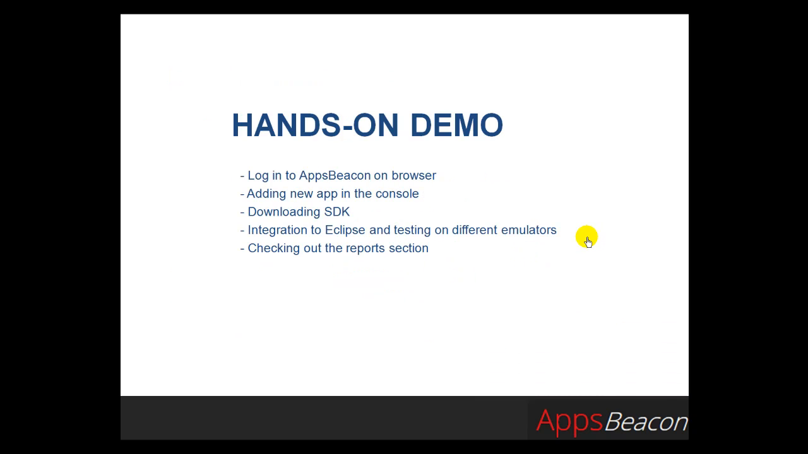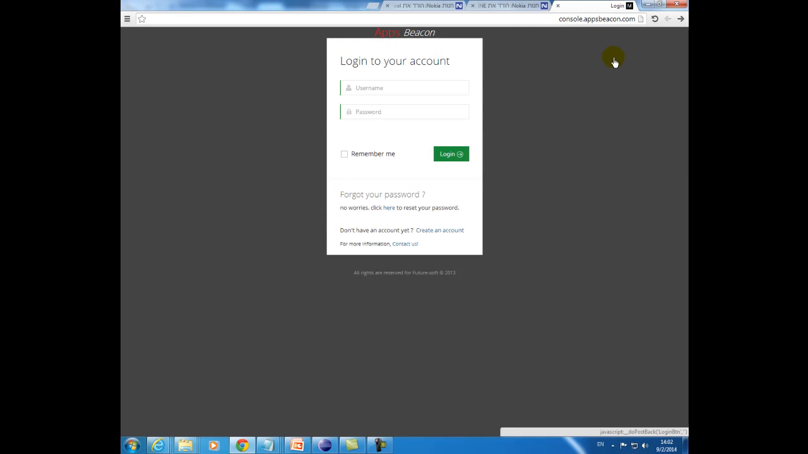So we're going to have a hands-on demo right now, which will show how to log into AppsBeacon on browser, add a new app in the console, download the SDK, integrate it into Eclipse, test on different emulators, and check out the report section. This is the AppsBeacon console. As you can see, you need to log into your console. I've already prepared a test account in advance.